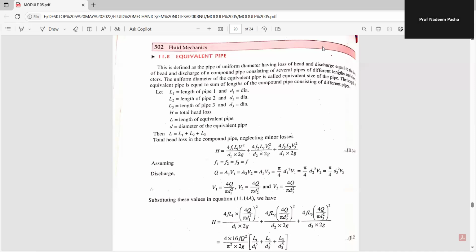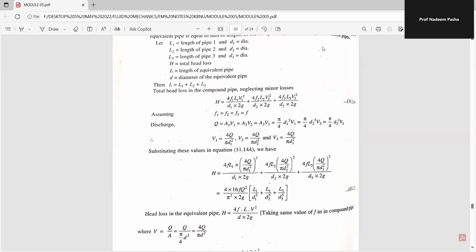From this relation, V1 equals 4Q divided by pi D1 square. Similarly, V2 equals 4Q divided by pi D2 square, and V3 equals 4Q divided by pi D3 square. Now we substitute these values in the above equation. So H will become 4 into 16 F Q square divided by pi square into 2g, into L1 divided by D1 raised to 5, plus L2 divided by D2 raised to 5, plus L3 divided by D3 raised to 5.